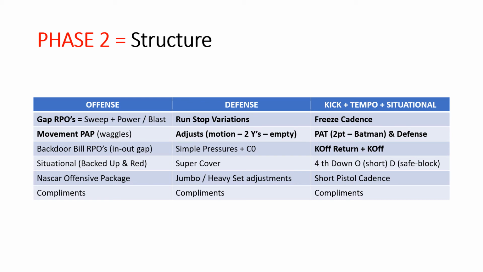For the kick game, tempo and situational, we want to start to use our double cadence, which we call a freeze cadence, and then get into our 2-point or swinging gate PAT and how we would defend that, and then introduce your kickoff return and kickoff. Situationally, looking at 4th down, and then get into a short pistol cadence and complements from that.